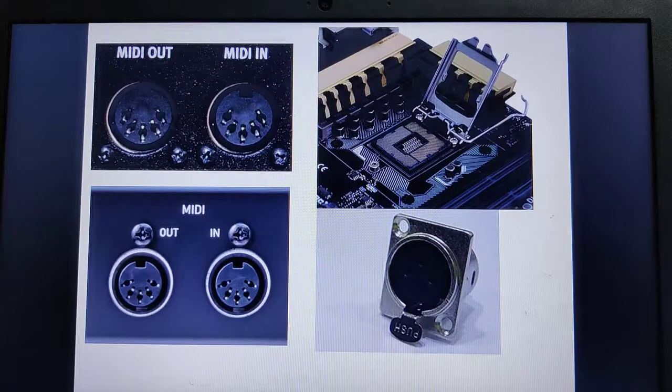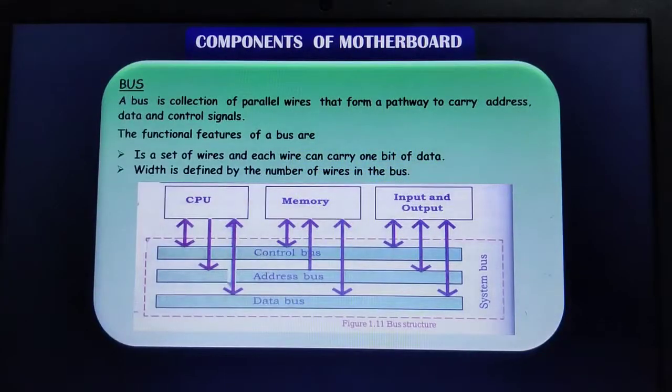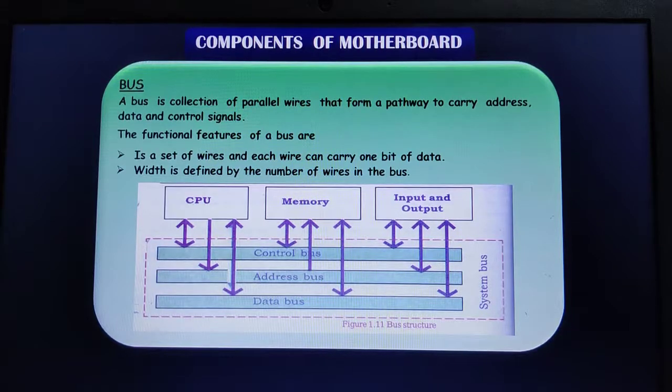Moving on to the very important chapter, and a very important question from your exam point of view, the bus. We have already discussed that many components are mounted onto your motherboard, and all the components have to communicate with each other by using a pathway known as the bus. I have shown you one of the slides where we were using the FSB, that is, the front side bus. It is used for communication between the CPU and the random access memory through the North Bridge chipset. If you see that video, we are using FSB.